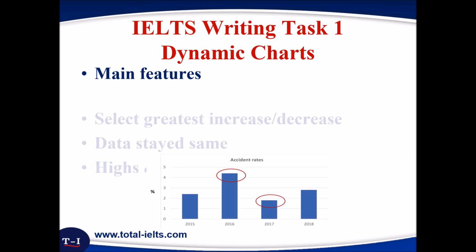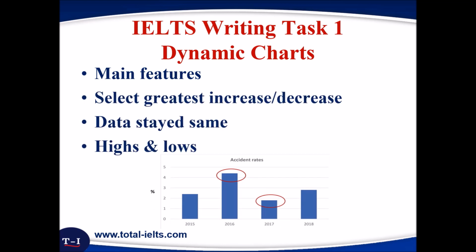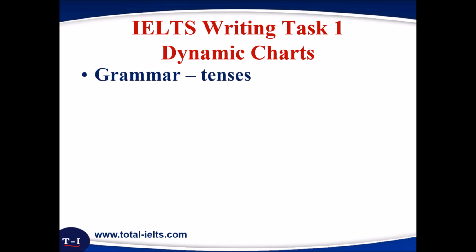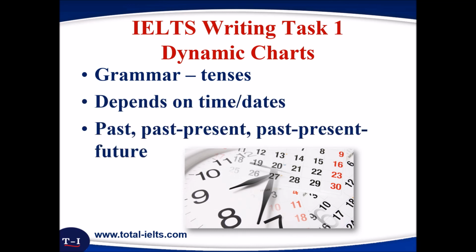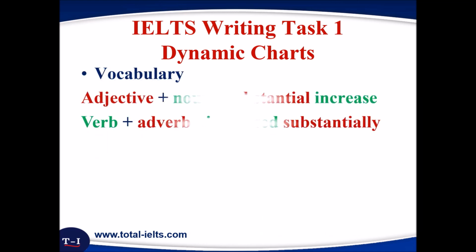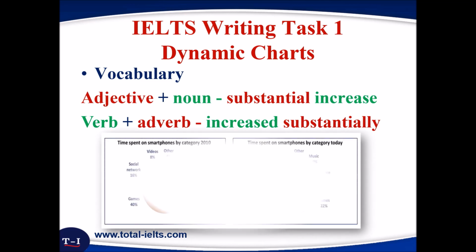For the main features, select the greatest increase or decrease, followed by the second greatest or second highest. And also include any data which stayed the same or constant over a period of time. And you can also include the highs and lows. For tenses, it depends on the times and dates in the diagram, which can be past, past to present, or past, present, and future. For vocabulary, use a combination of adjective plus noun or verb plus adverb.